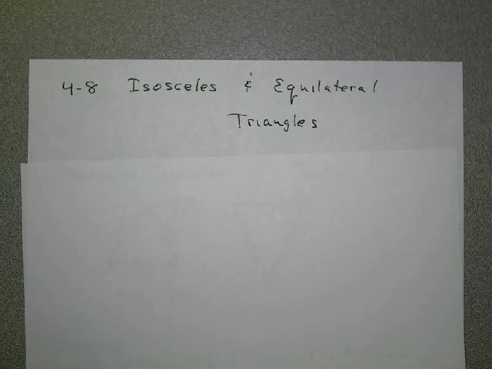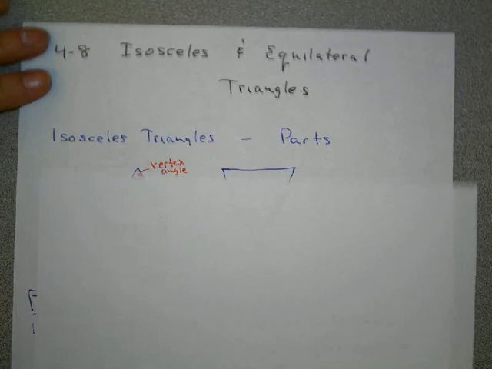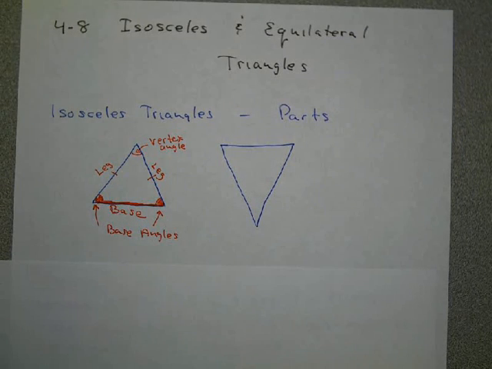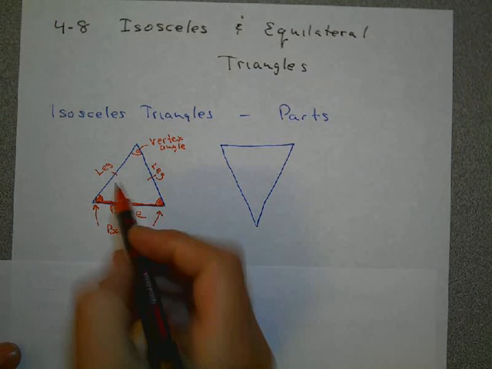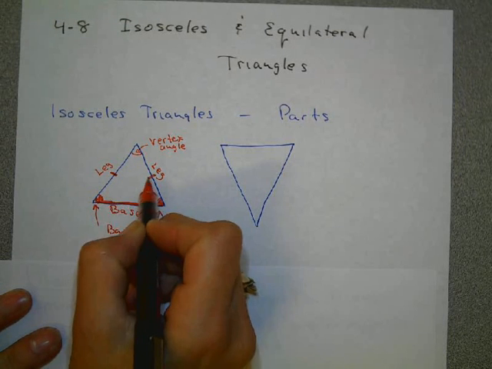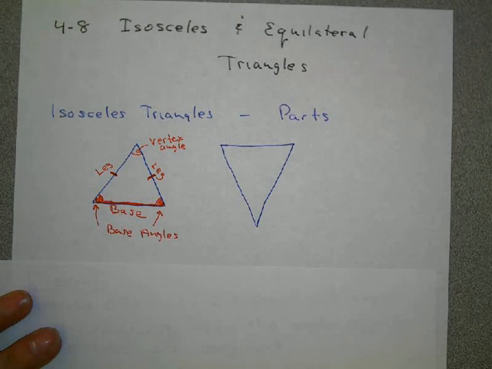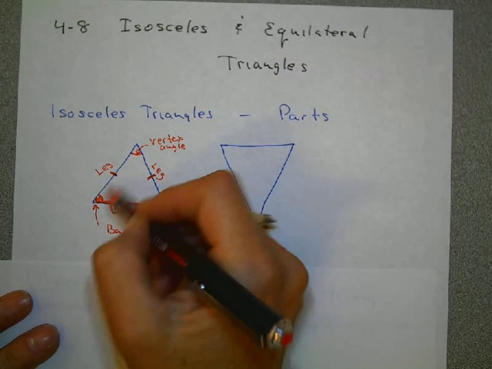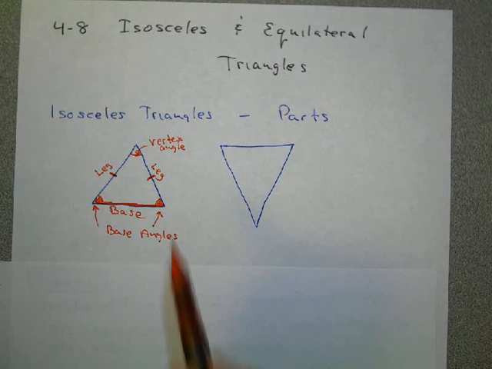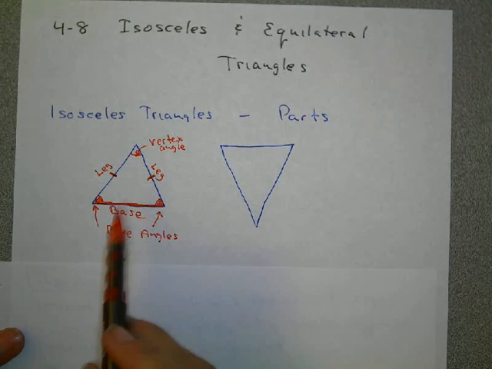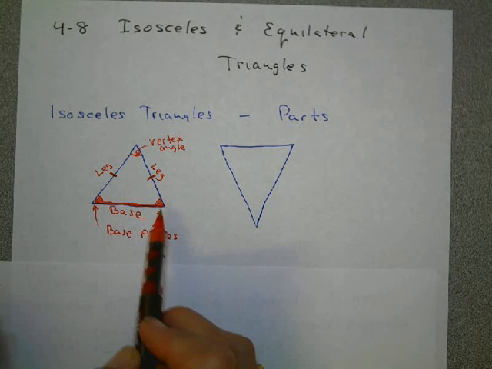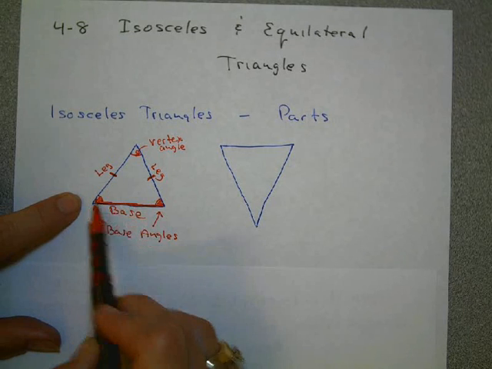First thing you want to know are the parts of an isosceles triangle. As you look at it, you'll see two legs. Those are the sides that are the same length. And right in between them is a vertex angle. That's the angle the two legs make. The side that is not the same as the other two would be your base of the triangle, and connected to each side of the base are the base angles. Notice the base angles are opposite the legs.